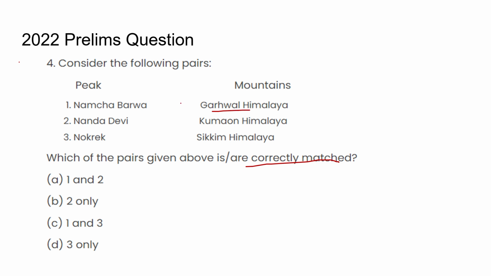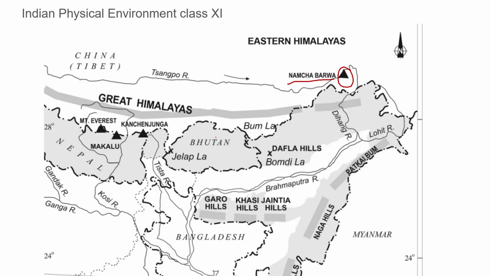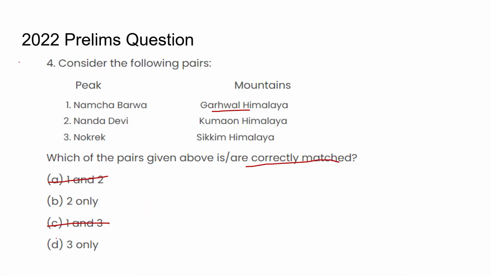Garhwal Himalayas, you know, comes around Uttarakhand. So option A is wrong, and option C is also wrong. Now you have 2 options, Nanda Devi in Kumaon and Nokrek in Sikkim Himalayas. If you have read the environment textbook, you know that Nokrek is present in Meghalaya, not in the Sikkim Himalayas. So option 3 is also wrong, that is D is wrong here. The only remaining option is 2, Nanda Devi present in Kumaon Himalayas.